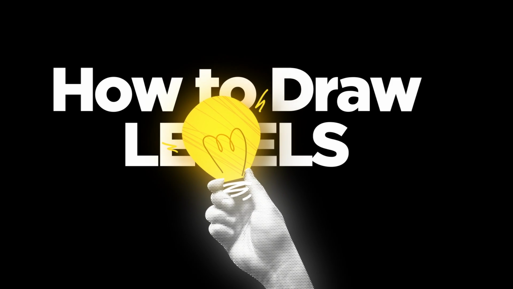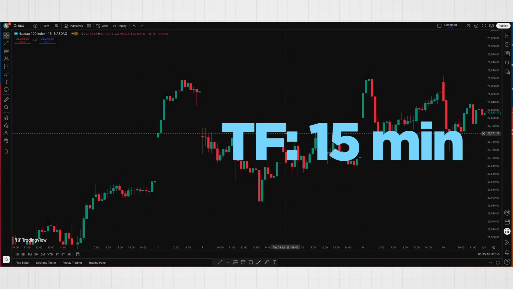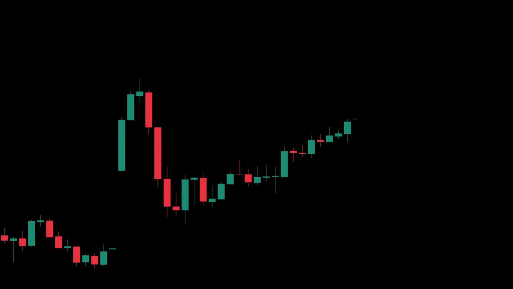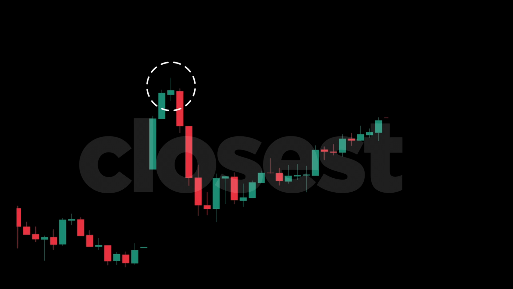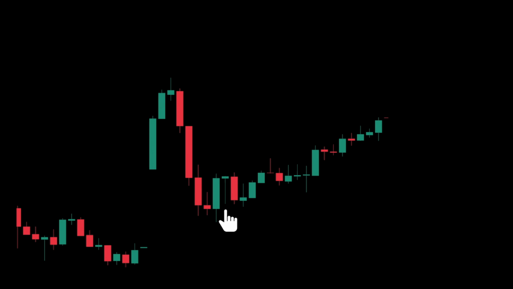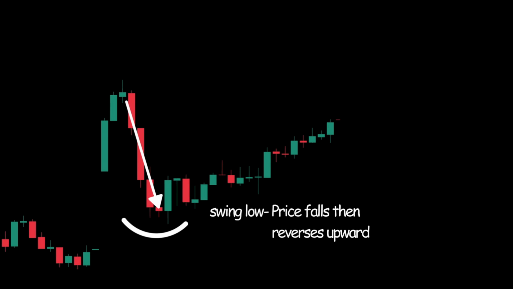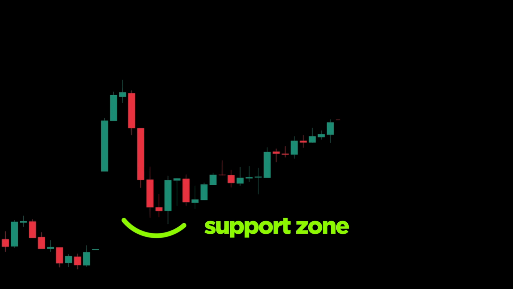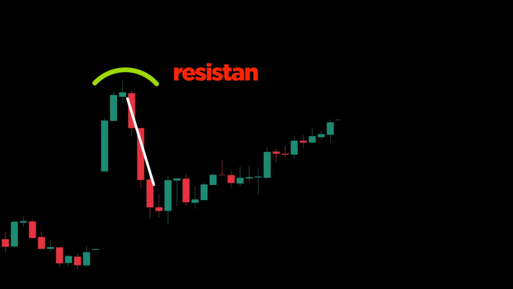Let's see how you can do it. Choose the 15-minute time frame, zoom out a little, and look backward from the current market position. Now identify the recent swing low and swing high. You can do so by spotting a big green or red candle near the U-turn of the market. Swing lows are points where the price falls, then reverses upward. These are candidates for support zones.